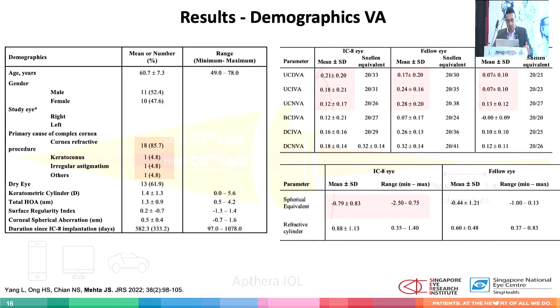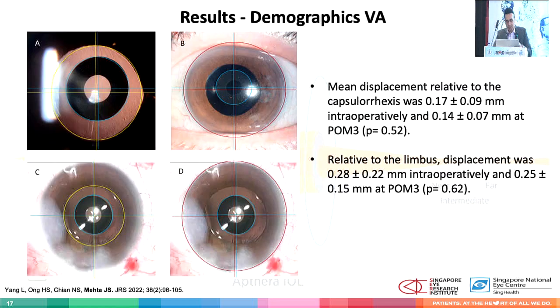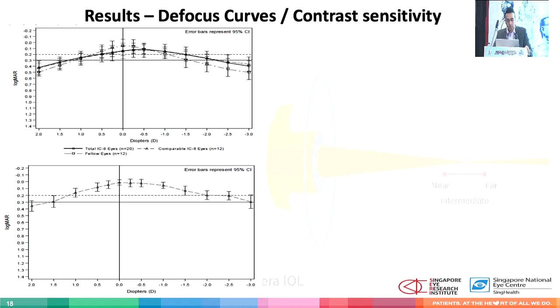Likewise, when you look at the spherical equivalent, you'll see that the ICA eye is slightly more myopic compared to the fellow eye. In our paper, we looked at centration values, and that's why I use FLAK. But to be frank, as long as you've got a well-centered rexis, you can just do this manually as well. You don't need to use a femtosecond laser, but you can show from the results that you get very little displacement intraoperatively versus postoperatively.